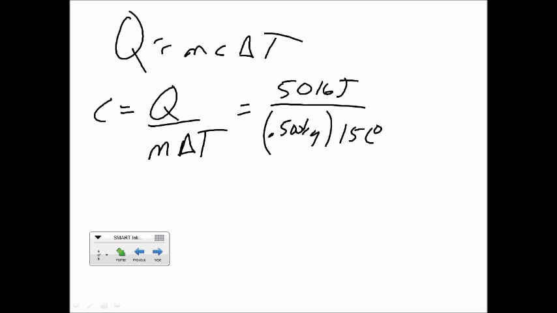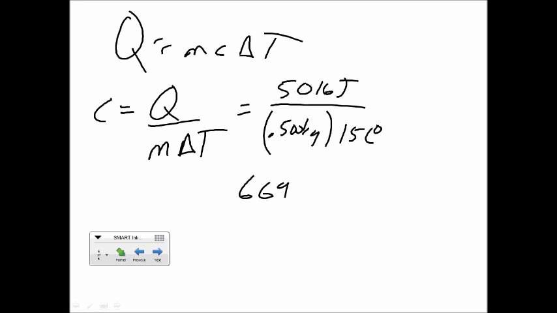Remember, we're writing degrees C because that means a temperature change, a difference. So if we do a little calculation on that, let's take 5,016 divided by 0.5, divided again by 15. We end up with about 669.